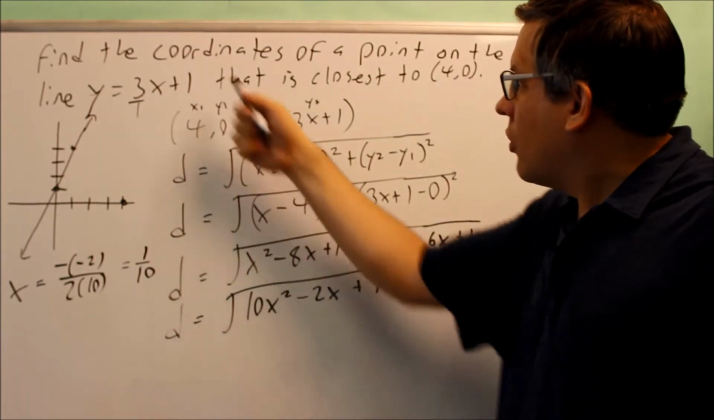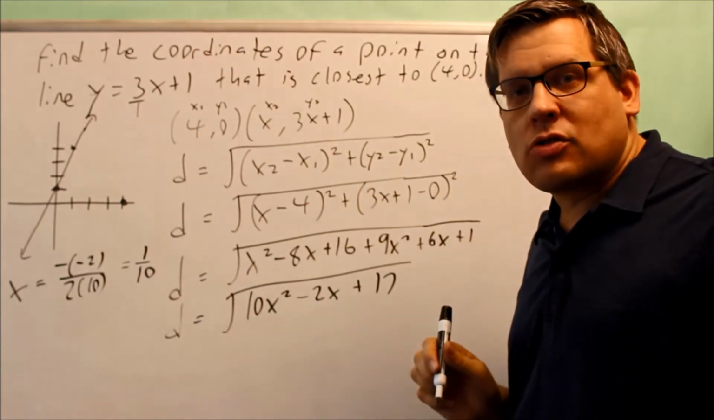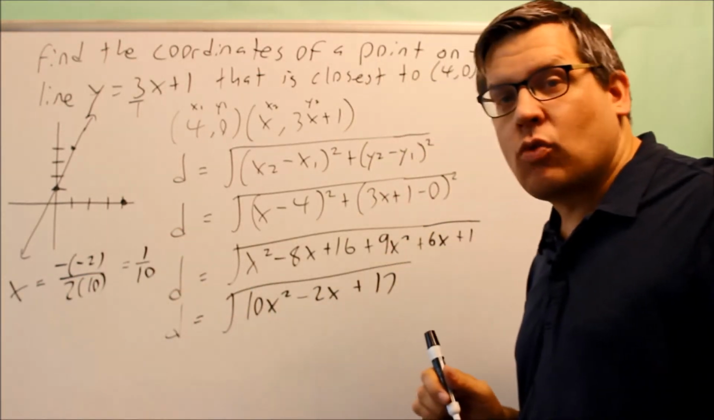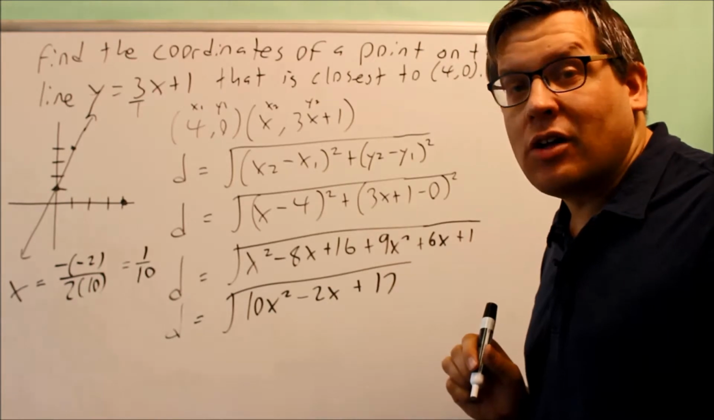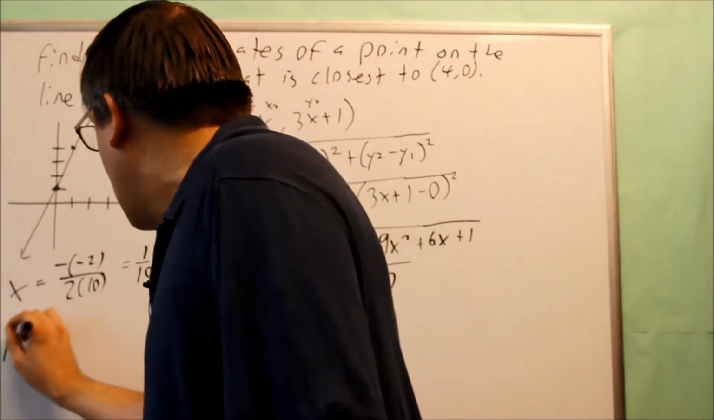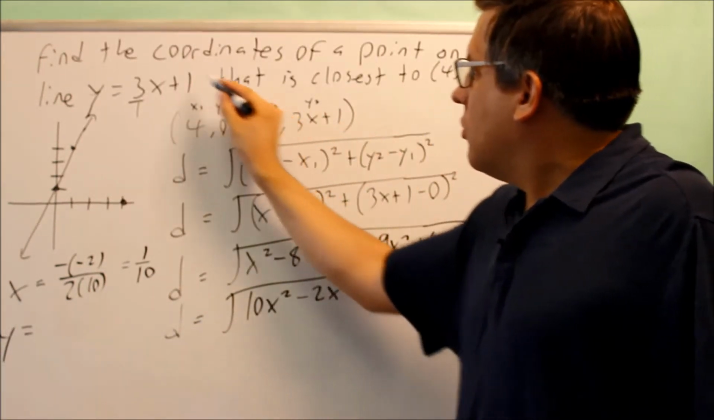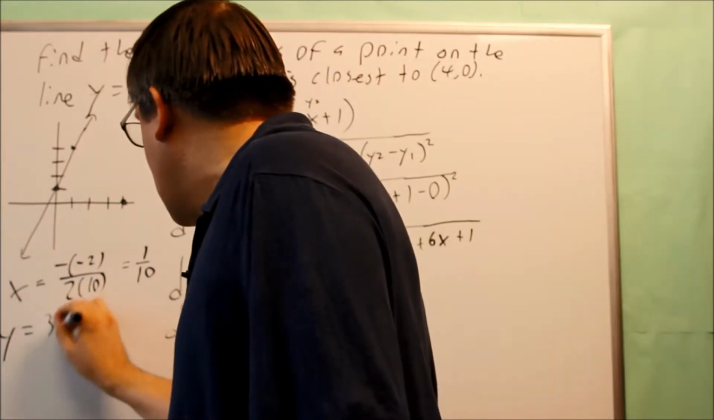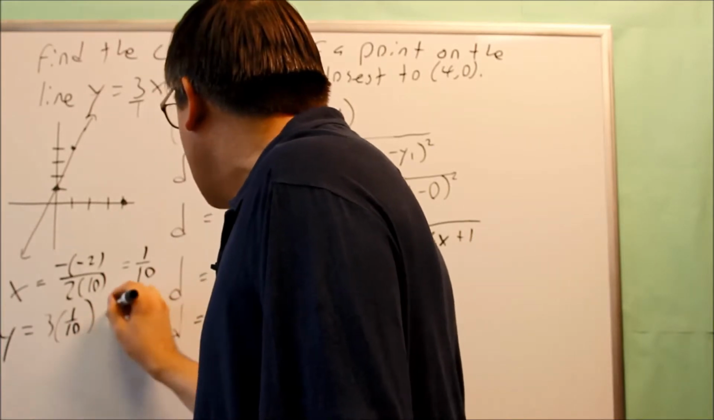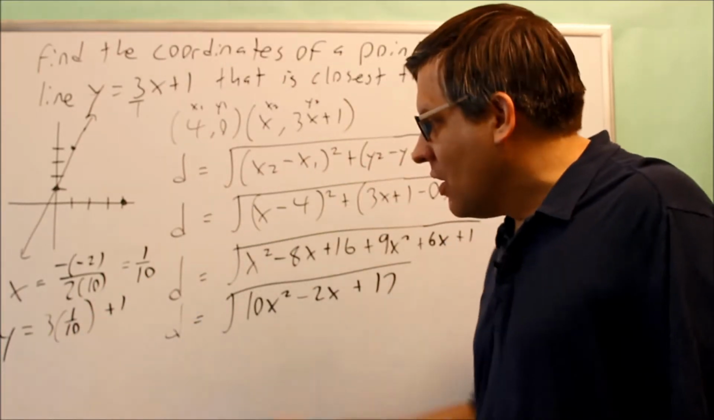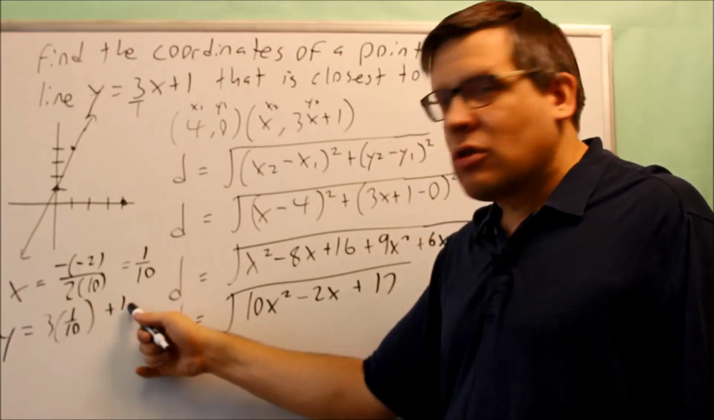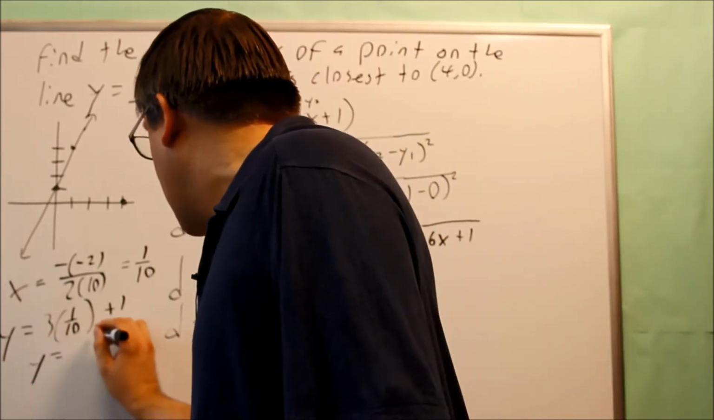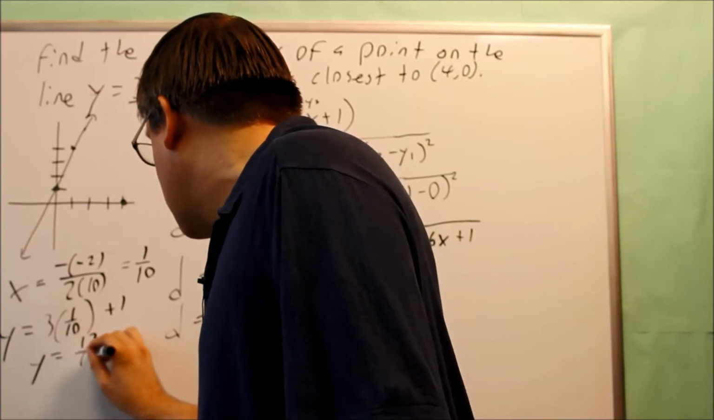Now it's asking us for the coordinates. So coordinates means we've got to find our x and our y value. So here's the x value. The x value is 1/10. We want to find the y value also. So to find that, we're going to put it into this formula, y equals 3x plus 1. That's going to be 3 times 1/10 and then plus 1. If you do 3/10, and this will be 10/10 if you get common denominators, the y value you're going to get is going to be 13/10.